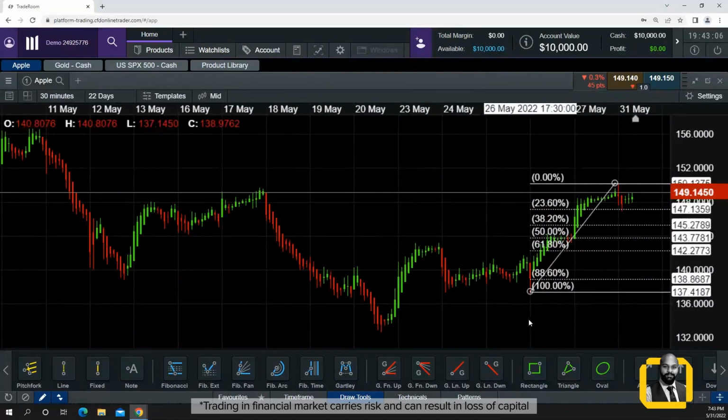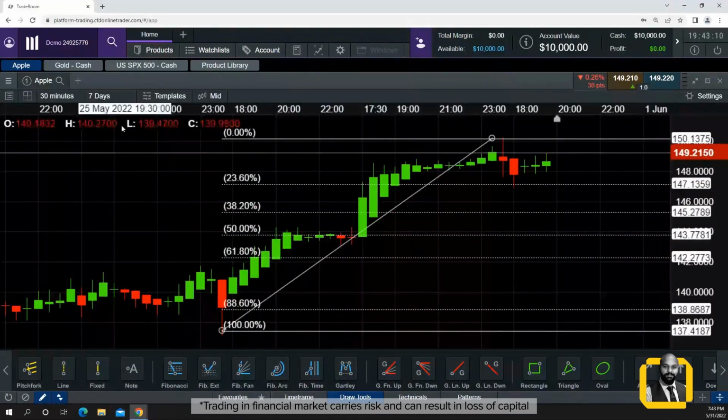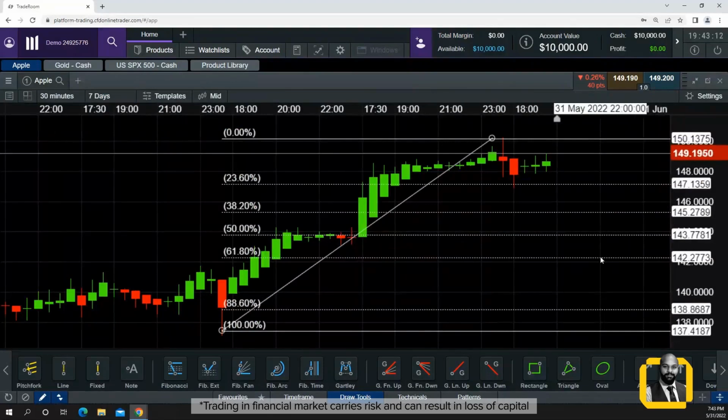This is the last move that has happened where the market looks like it's dropping. So in this case, on a 30-minute time frame, if the price comes back to 142, that would be a decision-making level for buying into the market.